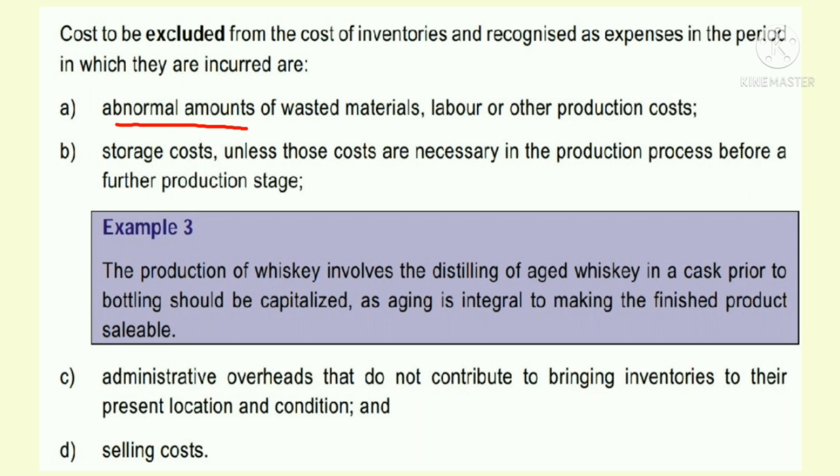So these are to be excluded from the cost of inventories. Storage cost, administrative overheads and selling cost are also excluded from the cost of inventories. These costs do not directly contribute to bringing the inventories to their present condition, and thus they are excluded from the cost of inventories. But if the storage cost is necessary in the production process before the further production stage, then in that case, that cost will be included in the cost of inventories.